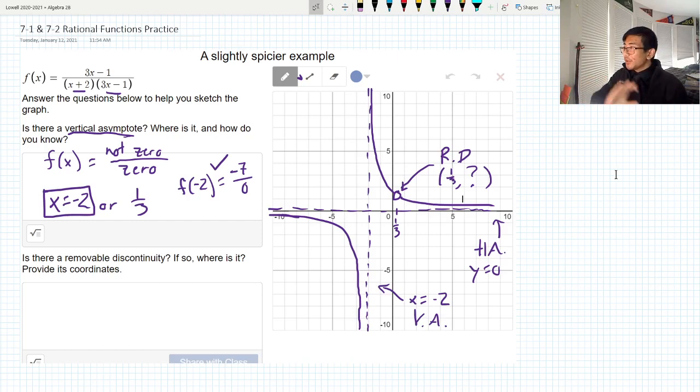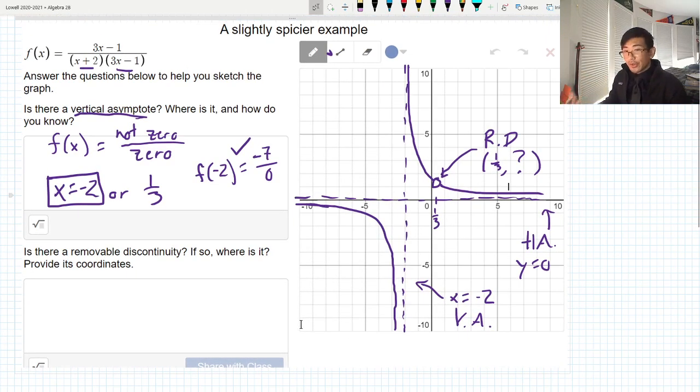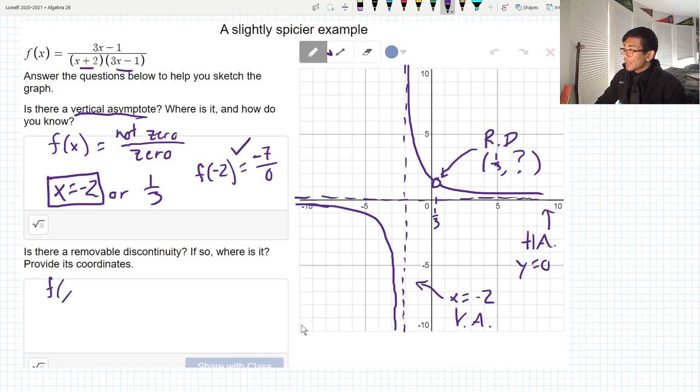We also know where the removable discontinuity is, so let's take a second to review how we know that. To find the removable discontinuity, you're looking at the x values that are going to give you a 0 over 0 output, an indeterminate output, as we say. We can see here the only time that's going to happen is if we plug in 1/3.